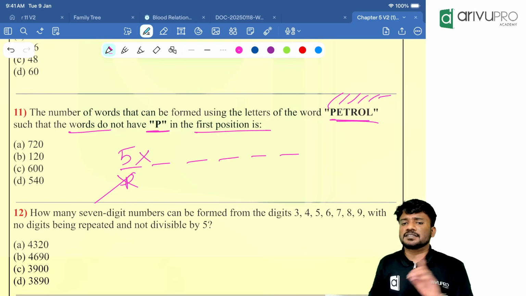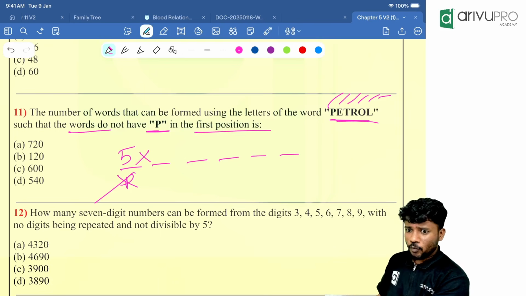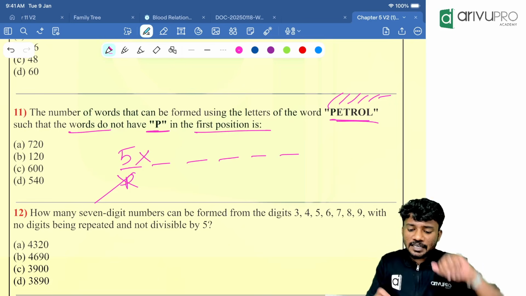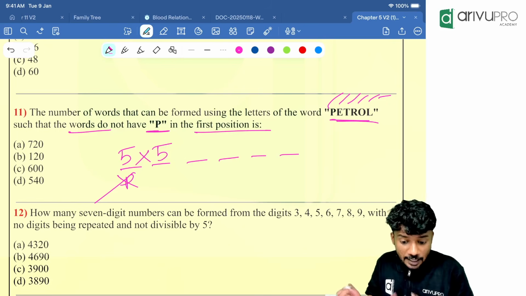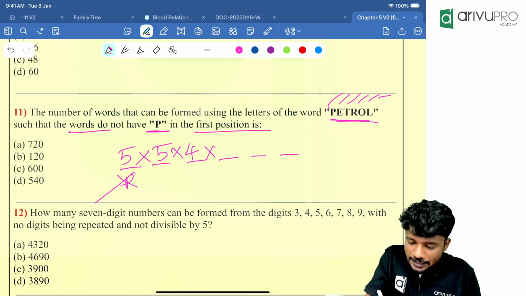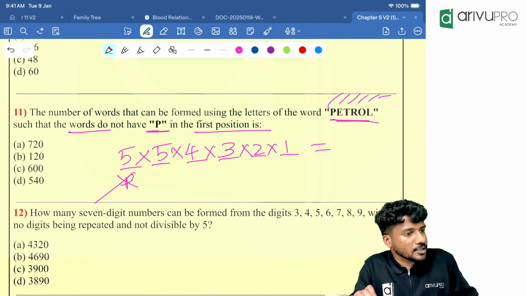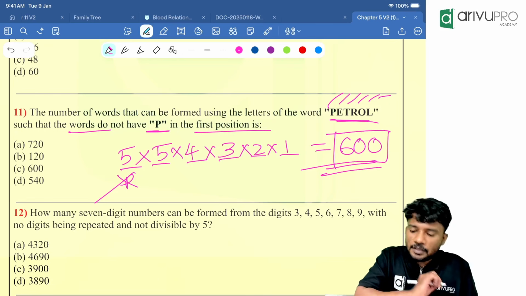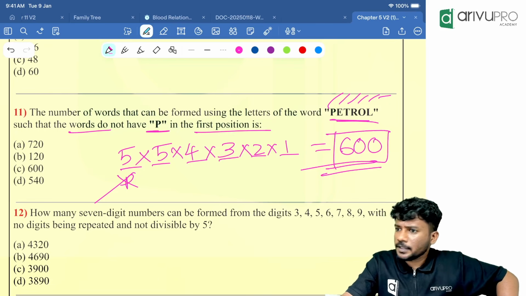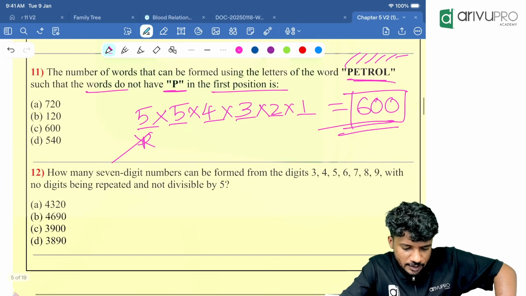In the second position, how many can sit? One already sat, so 5 are remaining, because P can sit in the second position. That's why 5, into 4, into 3, into 2, into 1. How much is the answer, people? 600 is the answer. Any doubt in this? Please tell me. Got it? Understood this? Next question. Have a look at the next question.